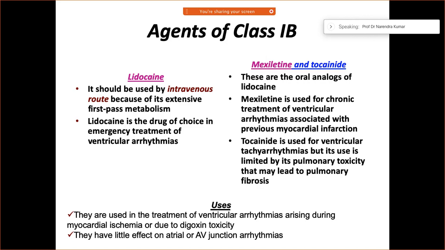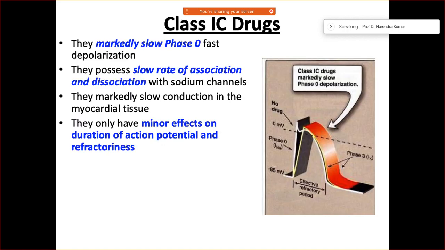Similarly, if you want to use it on an oral basis, what you can use is mexiletine. It is literally the oral analog of lidocaine. And yes, mexiletine can be used for treatment of ventricular arrhythmias associated with previous MI. And that's how these drugs are used for the treatment of ventricular arrhythmias, even secondary to myocardial infarction, ischemia, or even digoxin toxicity as well.